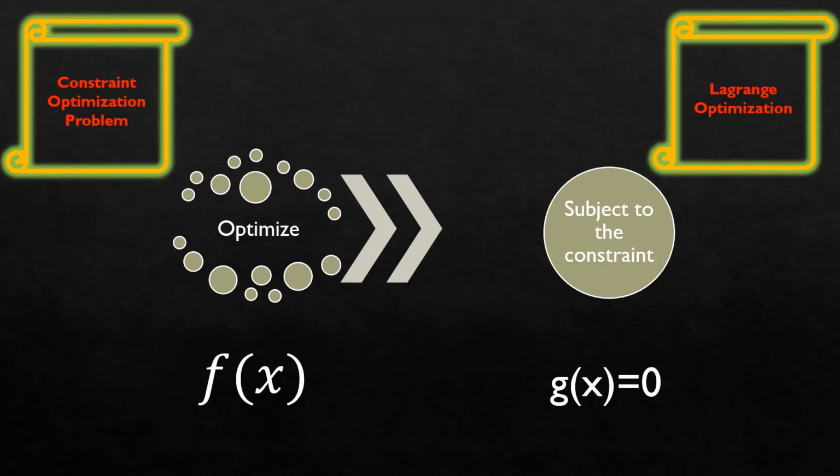Here, in the place of optimize, we had maximize, and in the place of f of x, we had E transpose C E, and in the place of g of x is equal to 0, we had E E transpose is equal to I, or E E transpose minus I is equal to 0.